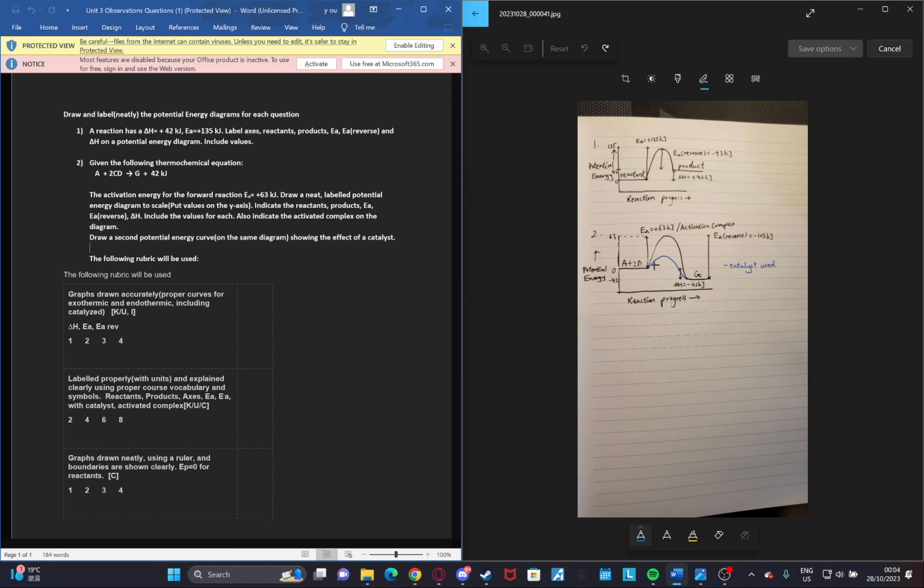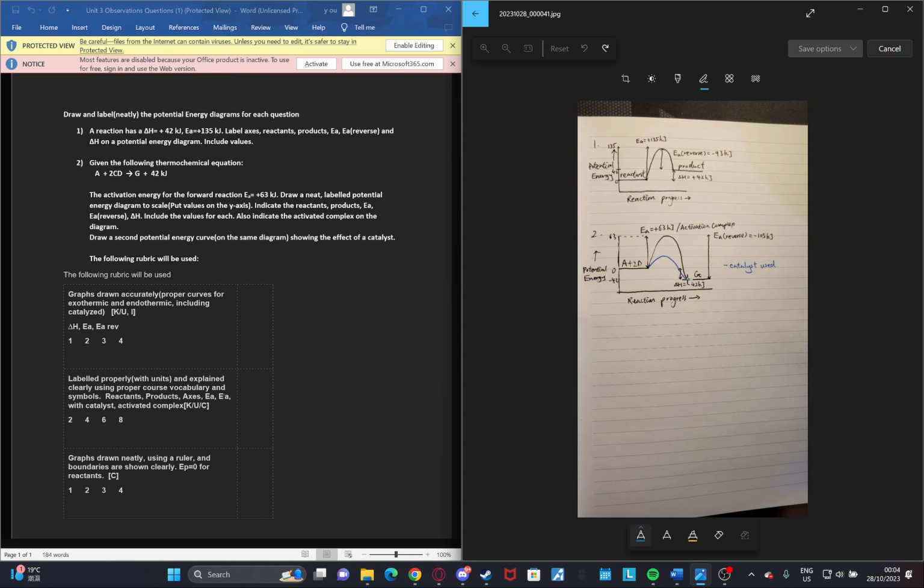So to draw the line, it must be below the original curve, which has not used any catalyst. So the blue line I've drawn indicates that a catalyst has been used, and it will always be below the original line, where no catalyst has been used.